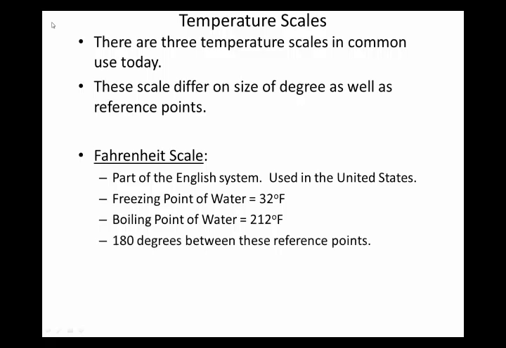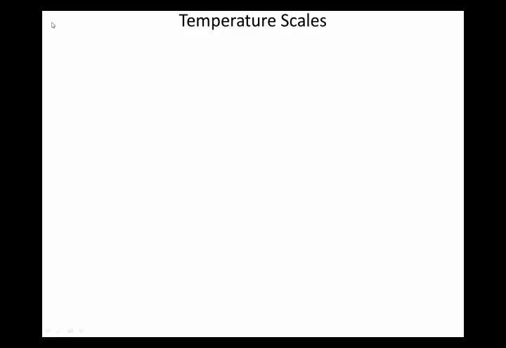But there's 180 degrees between those 2 reference points, between the freezing point of water and the boiling point of water. So hopefully you understand that the freezing point of water is the same no matter what scale we're talking about. It's a reference point that's uniform. And the boiling point of water is the same no matter what. Now, they're not numerically the same because the scales are different, but we can compare and contrast the scales by comparing those points. So on the Fahrenheit scale, freezing point of water, 32, boiling point, 212.